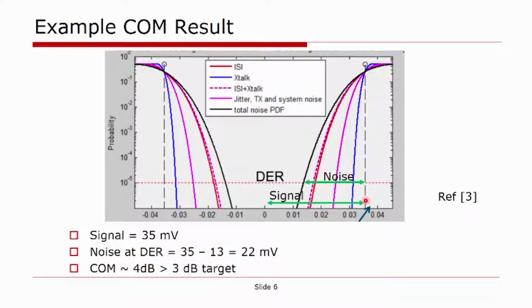From this plot, we can derive the signal and the noise components as shown here. In this case, the signal component is around 35 millivolts. The noise, which is the difference between the maximum and minimum signal we receive at the target bit error rate, is around 22 millivolts. Taking the ratio of those two and converting to dB, we get about 4 dB of COM, which is greater than our 3 dB target. So the scenario shown here would be considered an acceptable link budget.